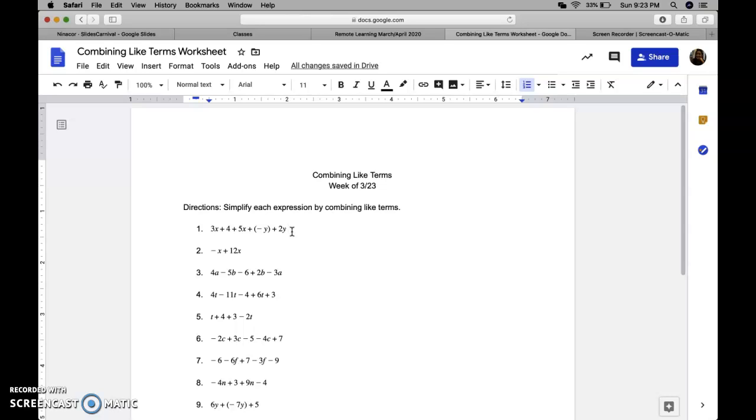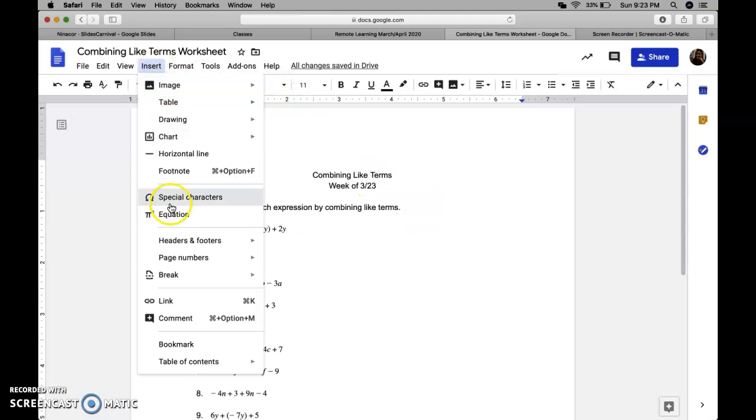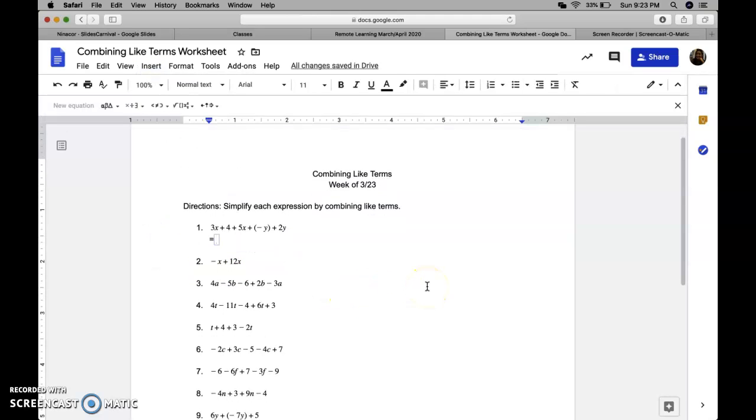Okay, so for number one, if you're here, you want to click enter. Number two is going to show up. You don't need that, that's just an extra number two. So click backspace to get rid of it, and then click equal sign. And then what you want to do is type math. So you want to click insert equation, and it'll show up this little blue box, which means that you're going to be typing math in there. It's math mode.